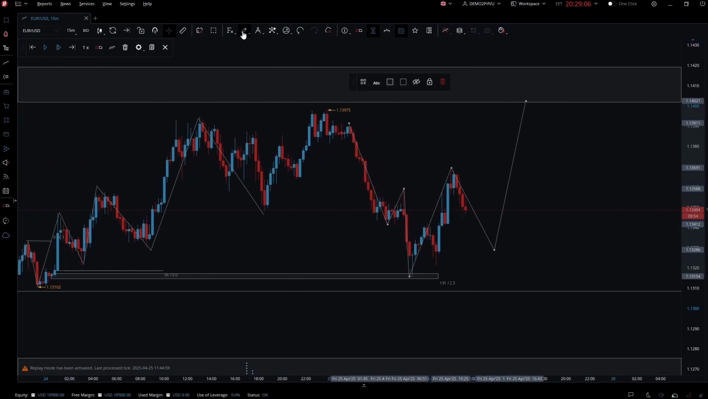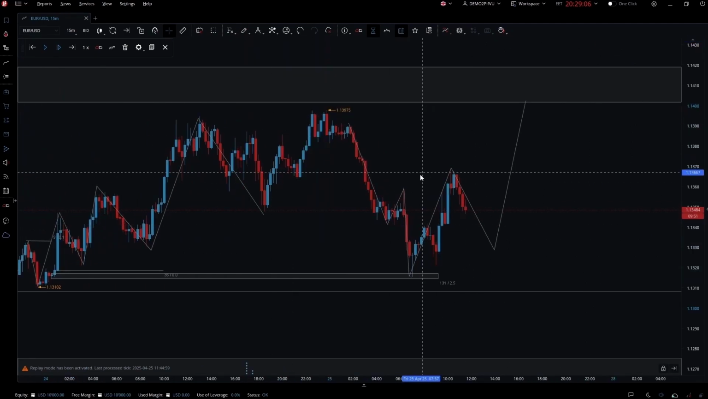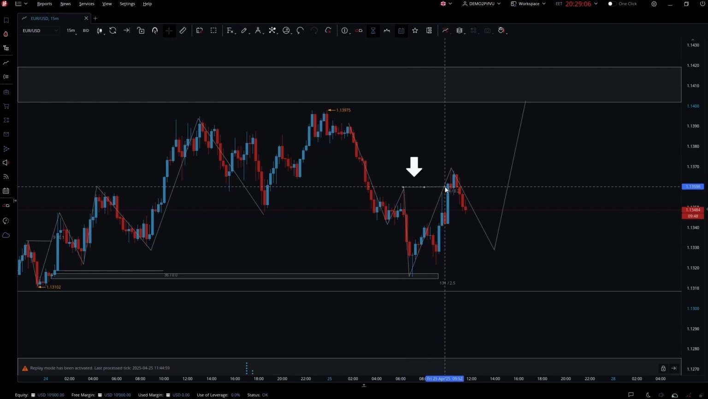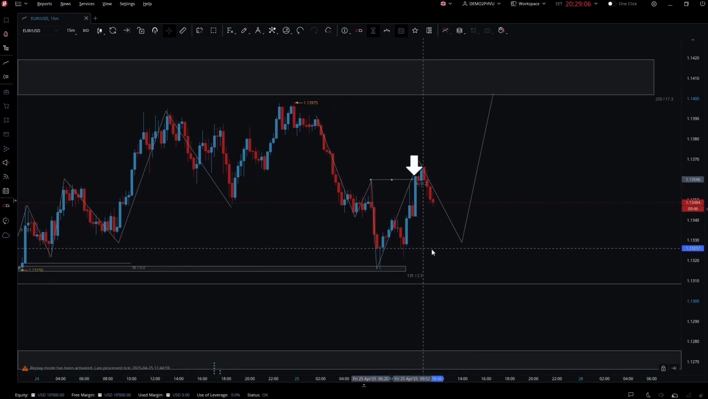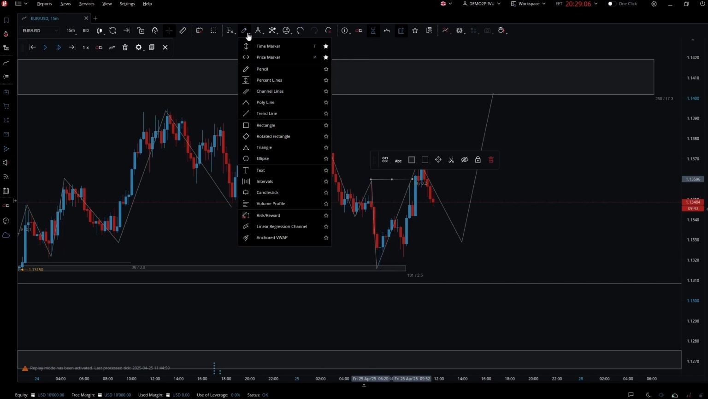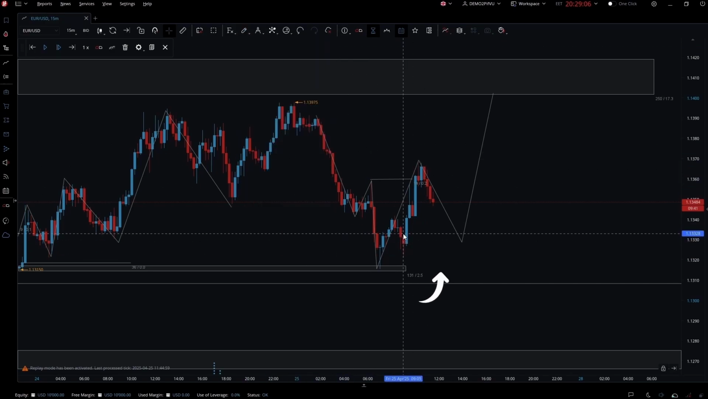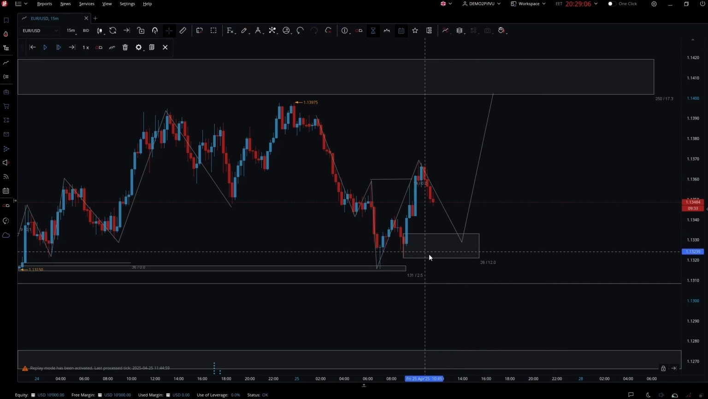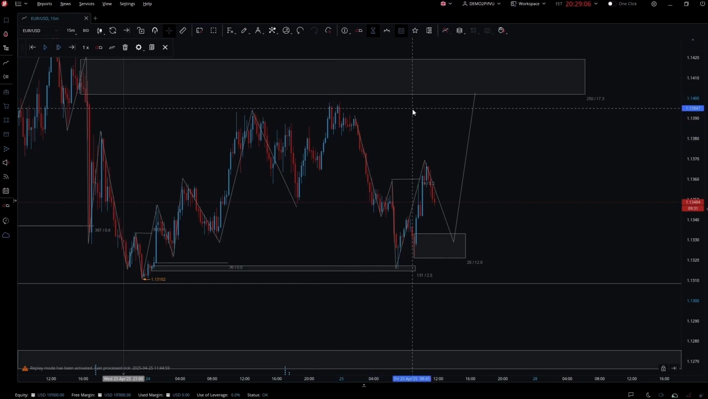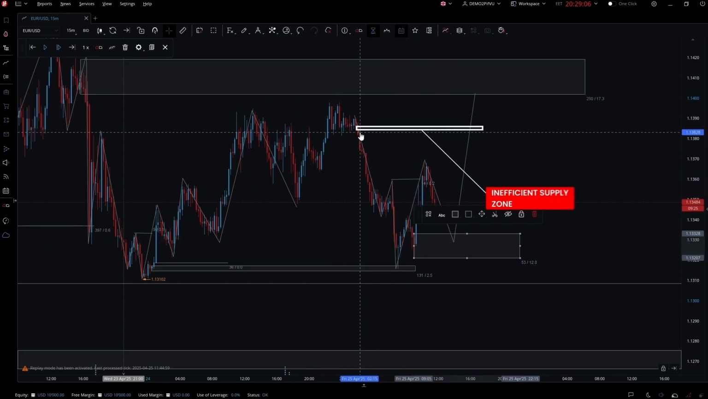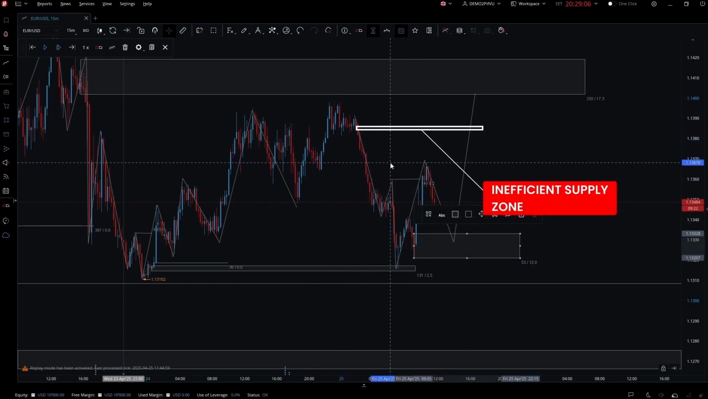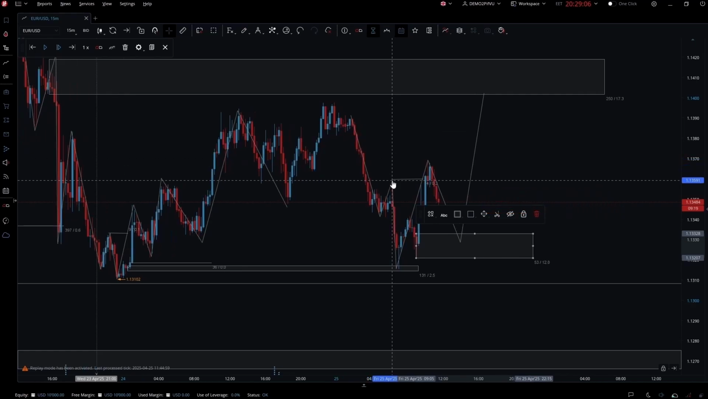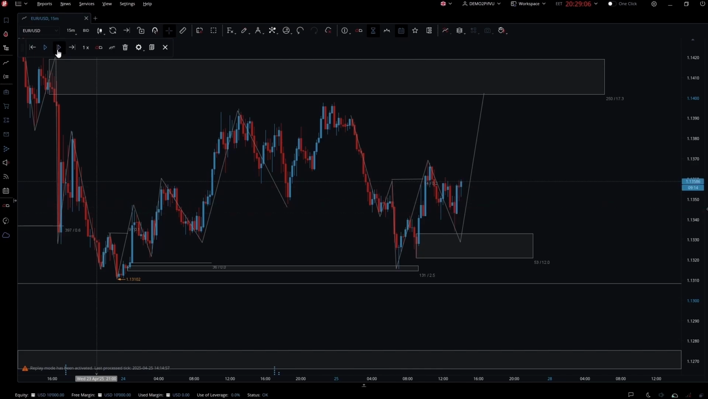So let's go over the confirmation entry again. This is a break of structure. And this is the demand zone that I was talking about. So if price comes down here and taps, I'll be waiting to sweep this high or take it to the next inefficient supply zone. That's how I enter and exit my trade. So let's play price forward to see what actually happened.